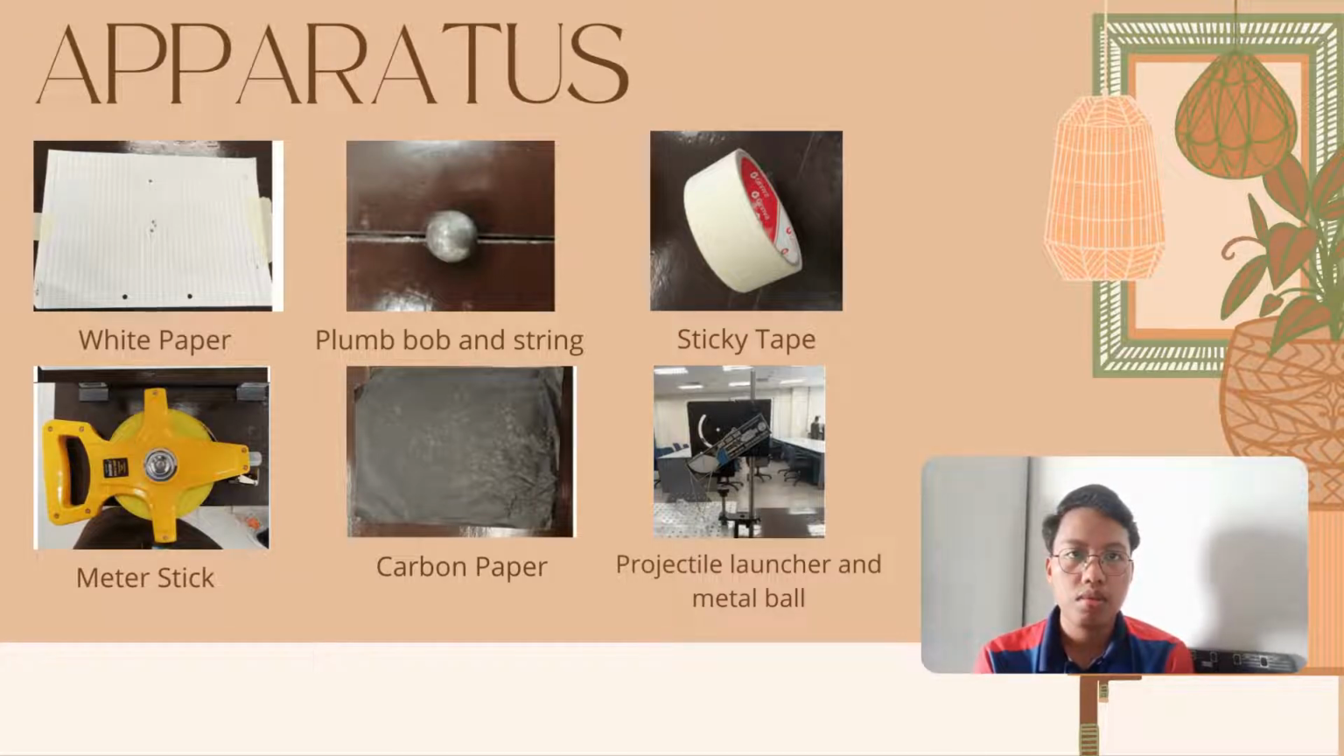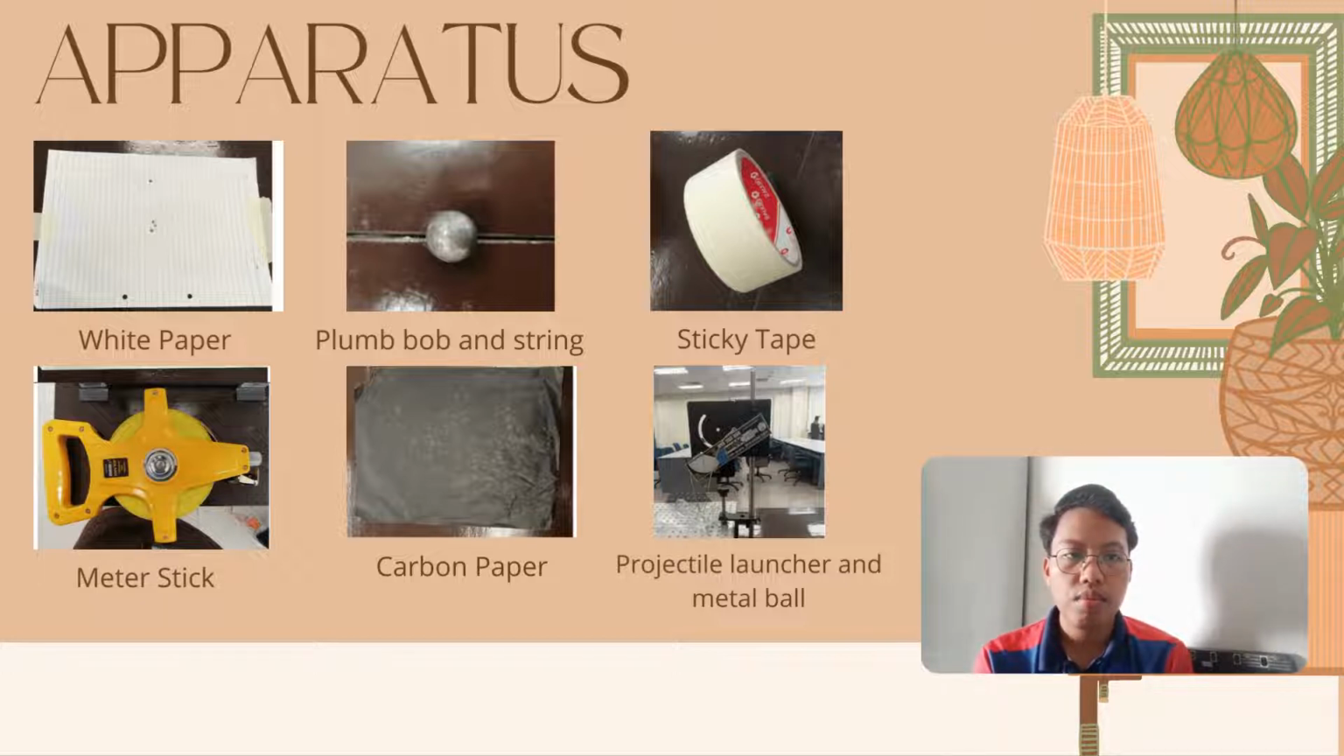My name is Muhammad Saifuddin bin Ahmad Karohi, and today I will present about the apparatus of this experiment. The first apparatus that we use is the white paper. The function of the white paper is to hold the impression of the metal ball from the carbon paper to measure the distance. The second is the meter stick. The function of the meter stick is to measure the distance between the metal ball landing and the projectile launcher.